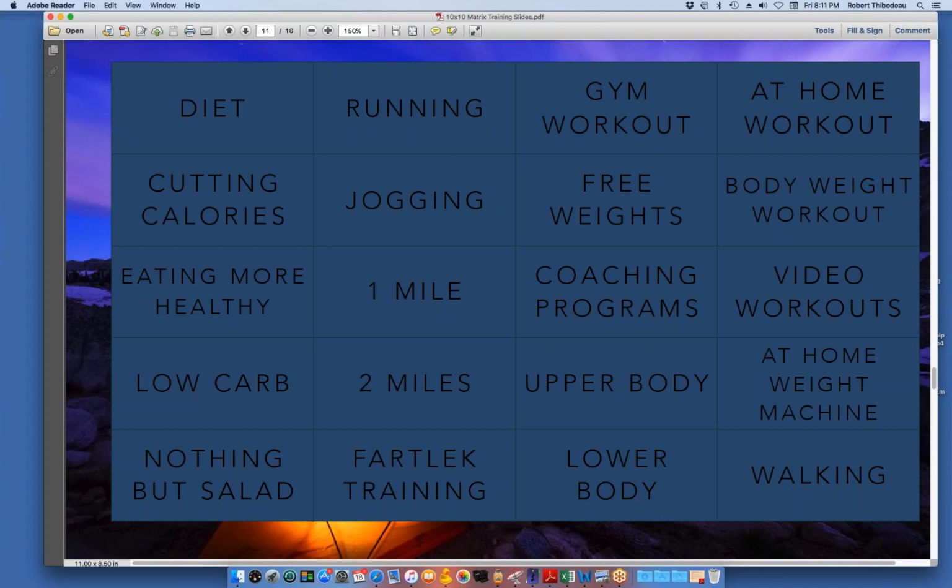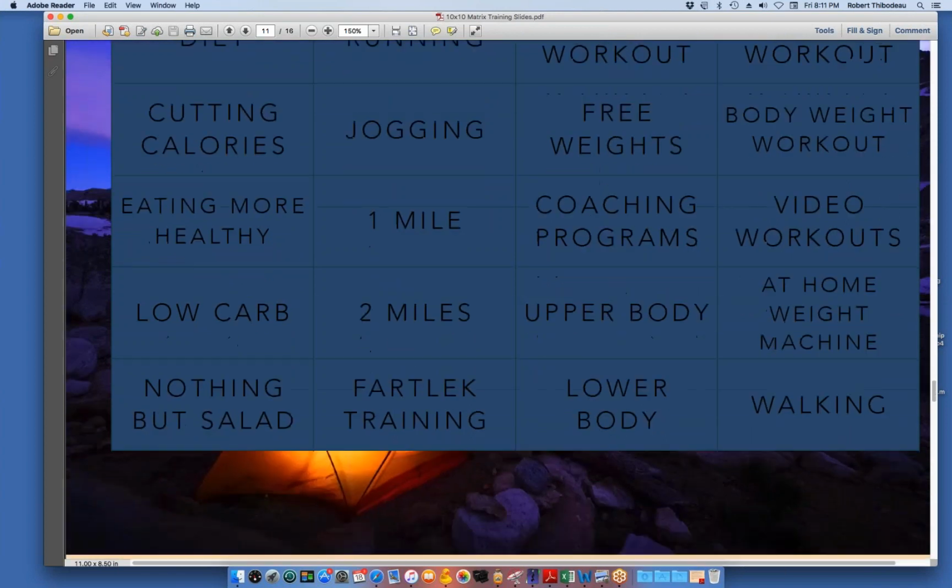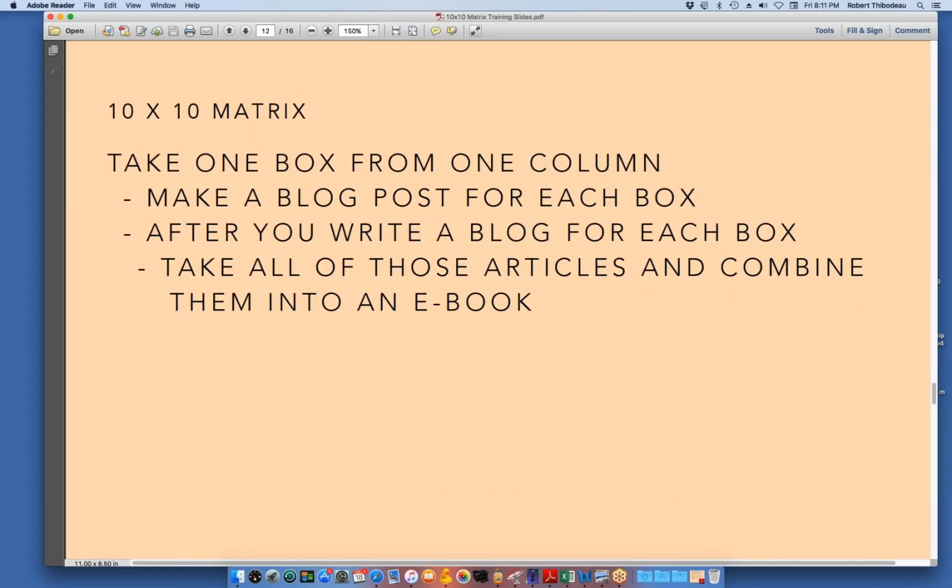Some categories you may have 15 different ideas underneath there. Some you might have 6. Next one might have 8. Like I said, the 10 by 10 is simply a guide. All right. Now, with the 10 by 10 matrix, you take one box from one column on one day and make a blog post for that. Can you write underneath?